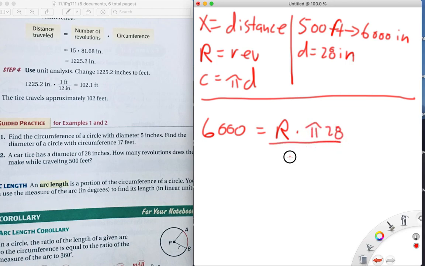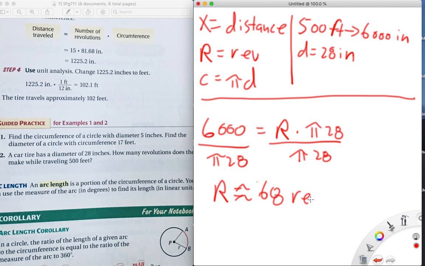So what I'm going to do is divide both sides by pi times 28, and I'm going to get that the number of revolutions is approximately 68. Notice that the revolutions is not in any units because all the units cancel out. So you're not going to have any units. So it's going to be 68 revolutions.